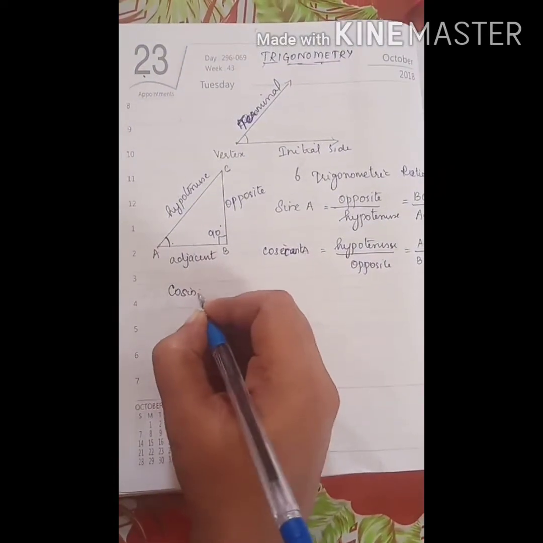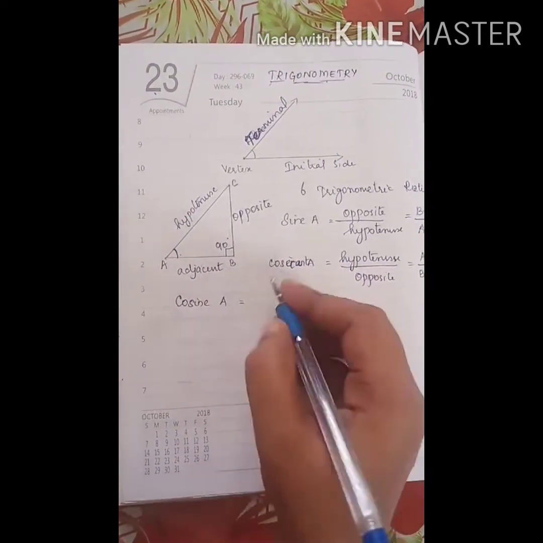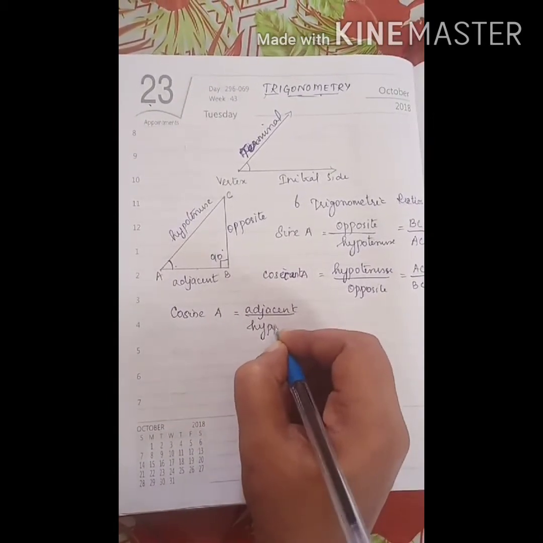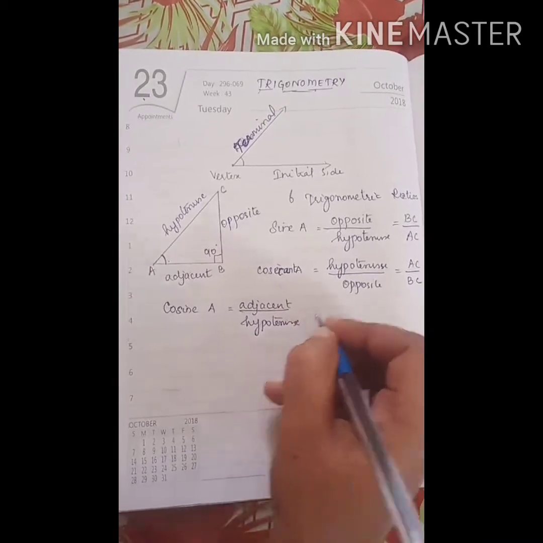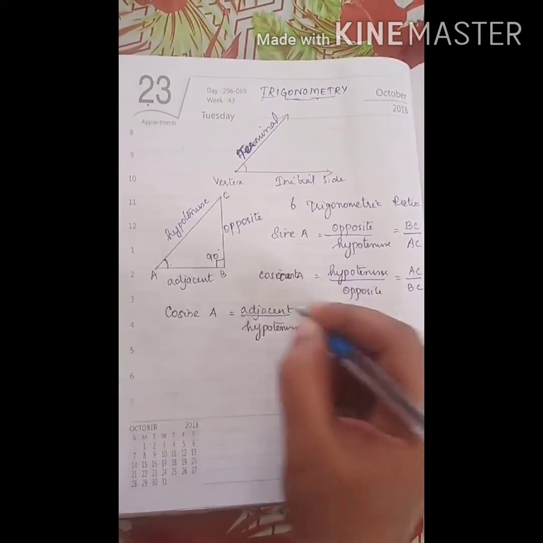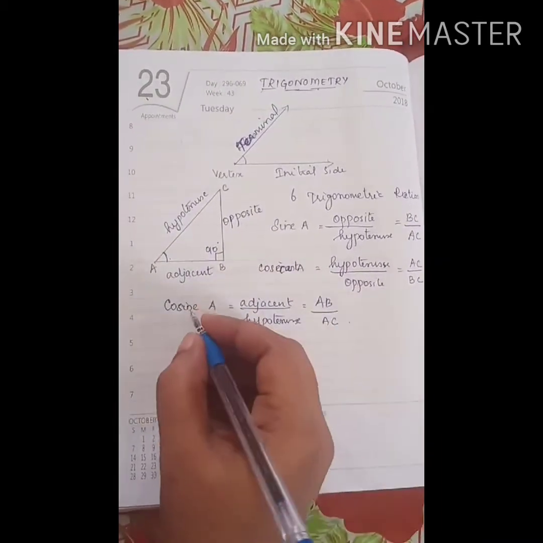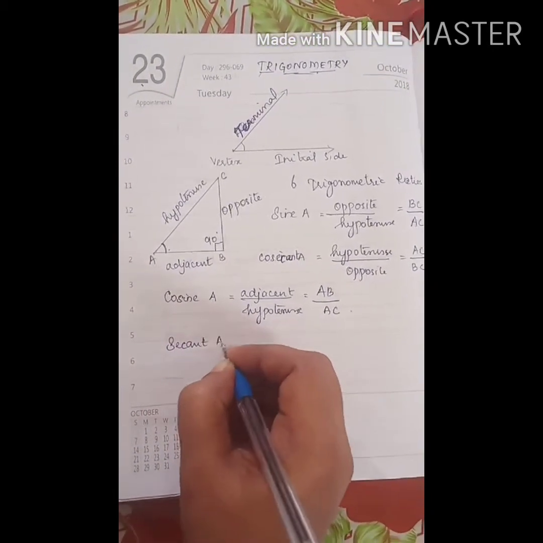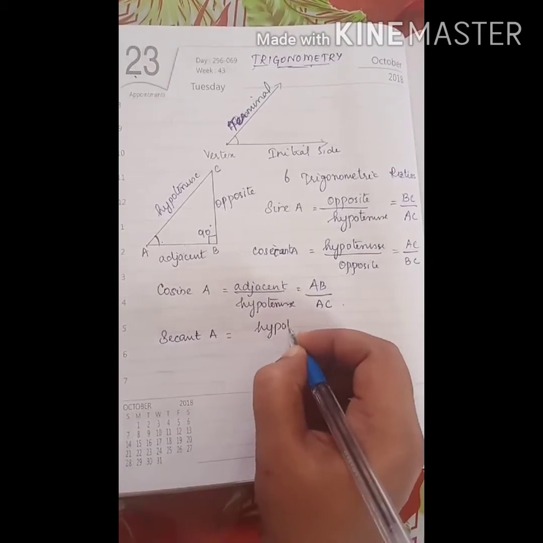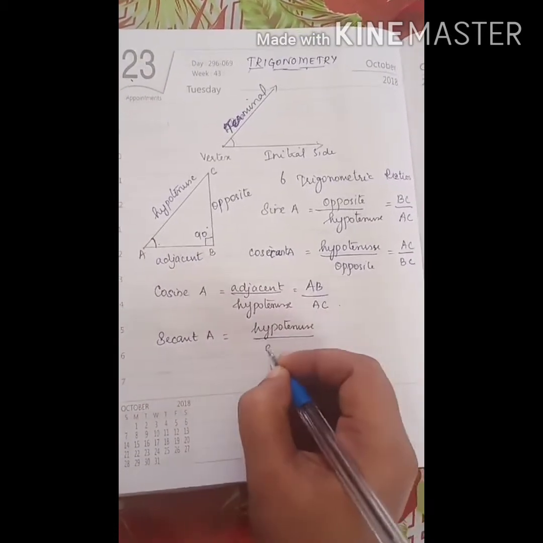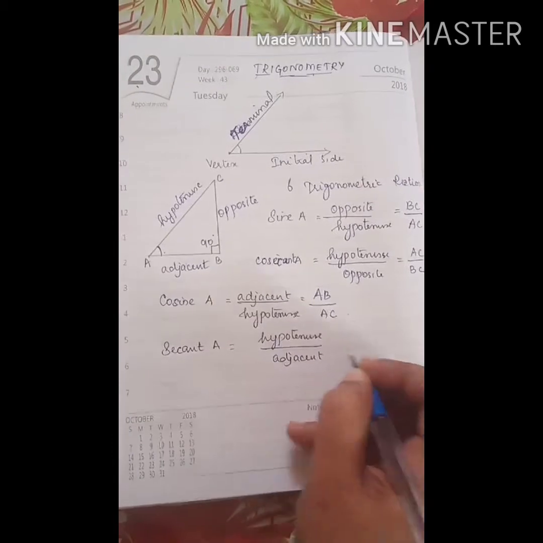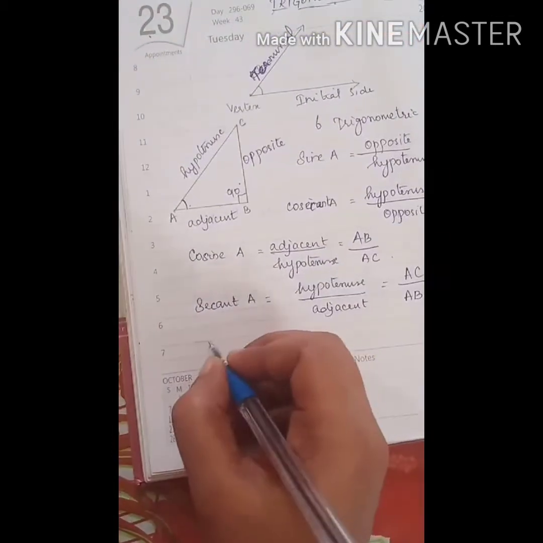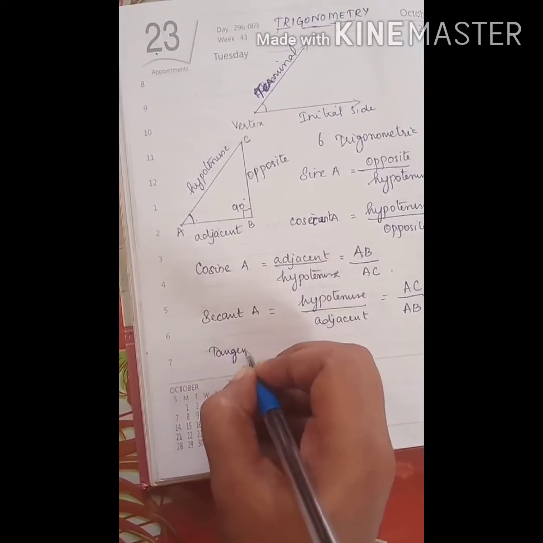Next is cosine. What is cosine? Adjacent by hypotenuse, that is AB by hypotenuse AC. The reciprocal of cosine is secant. So what is secant A? Hypotenuse by adjacent, that is AC by adjacent AB.